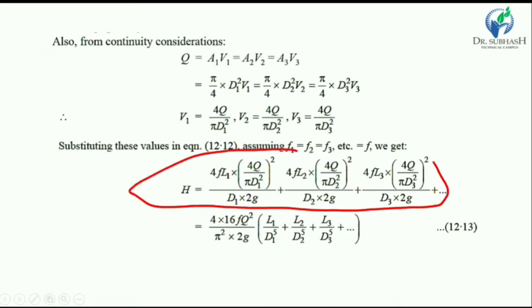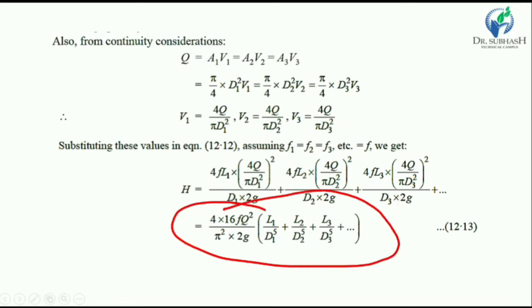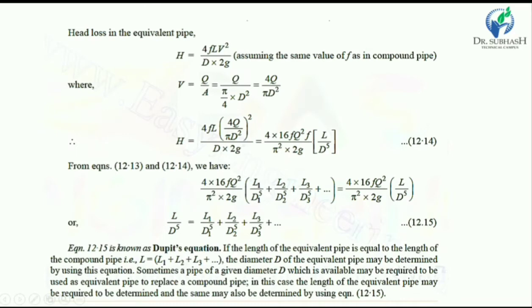So finally, simplify the equation or arrange the values as shown in the equation on the slide, and get this final equation for the total head loss when the 3 pipes are connected in series. Or we can say the compound pipe's total head loss. Now the head loss in the equivalent pipe is equal to capital H, and the minor loss is neglected. So here the minor loss is also neglected for the equivalent pipe.